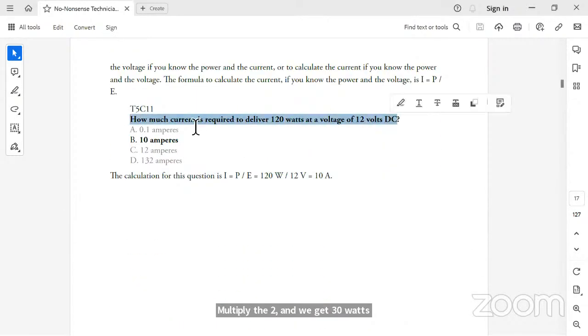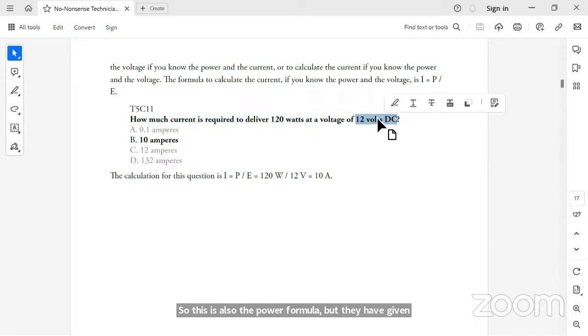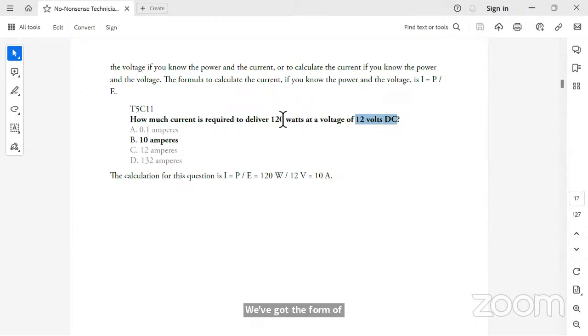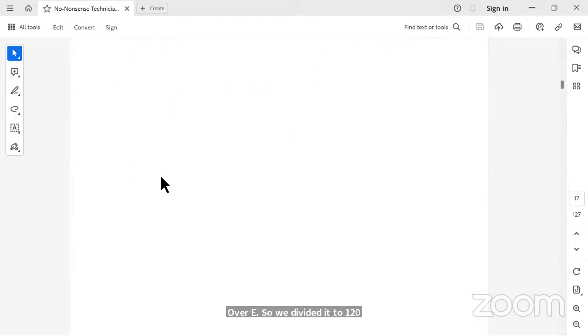Next question. How much current is required to deliver 120 watts at a voltage of 12 volts DC? So this is also the power formula, but they have given us the power and they've given us the voltage. And what we have to calculate is the current. Through algebraic manipulation, we got the form of I is equal to P over E. So we divided the two, 120 divided by 12, and that's 10 amperes.